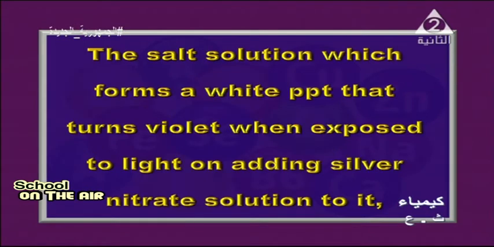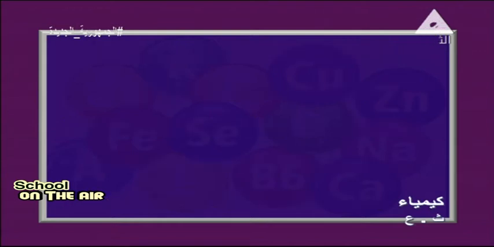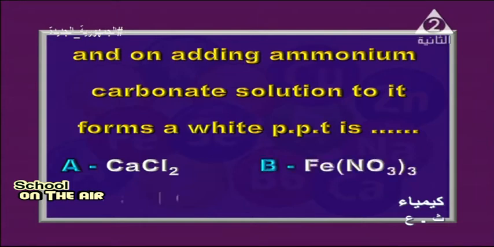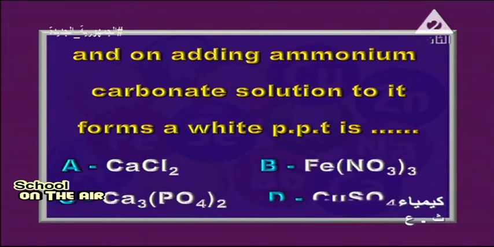Next one. The salt solution which forms a white precipitate that turns violet when exposed to light on adding silver nitrate, which is chloride ion, and on adding ammonium carbonate solution forms a white precipitate, which is calcium ion. So what is the salt name? Calcium chloride, or iron 3 nitrate, or calcium phosphate, or copper sulfate. So the answer here will be calcium chloride.